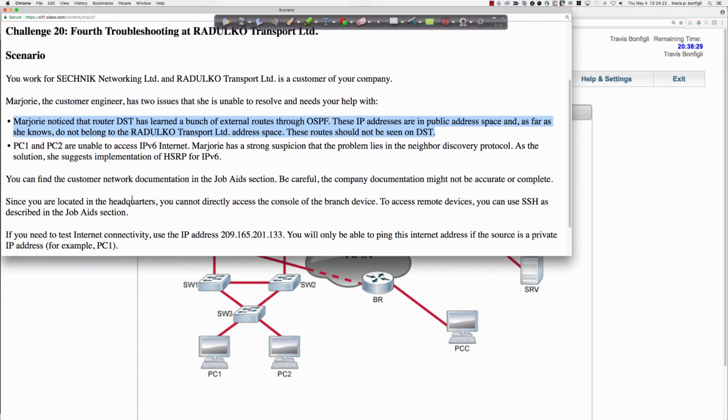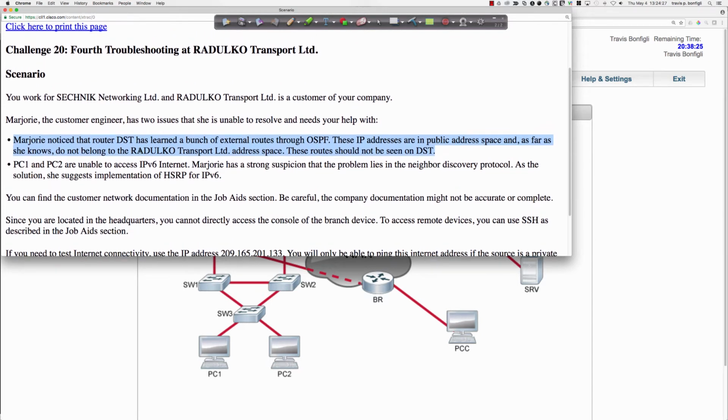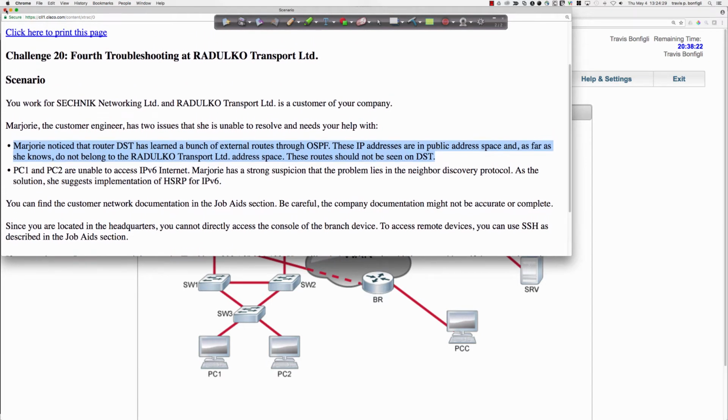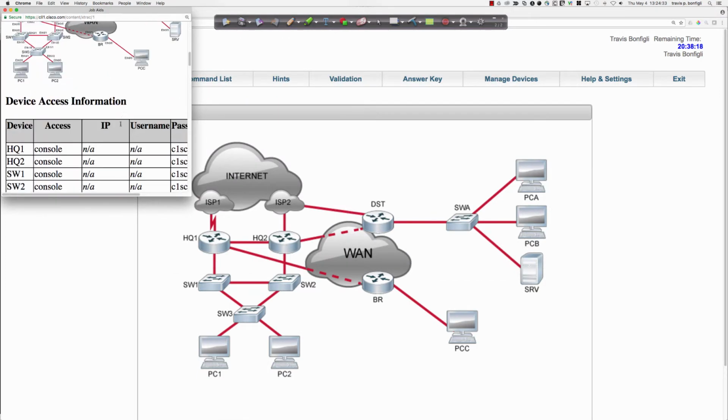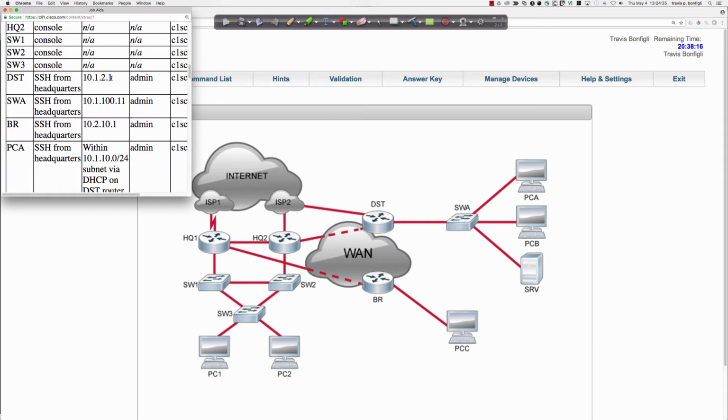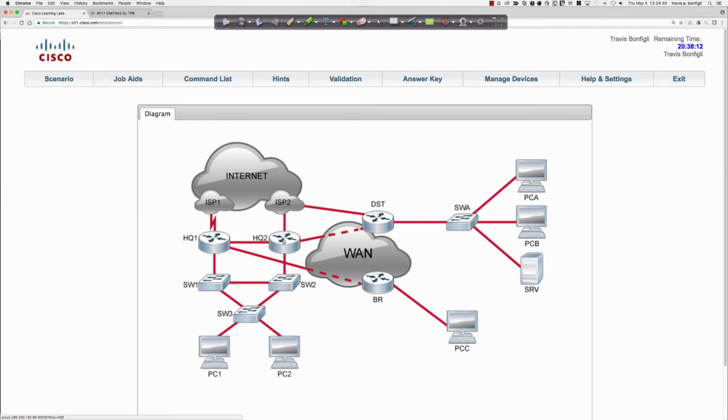And what does it say here? We're going to have to go from the headquarters router and SSH over to the distribution router. So let's jump in and take a look at this first problem. We're going to need the IP address for the DST router, 10.1.2.1. We're going to write that down as well. So let's start. We'll go to HQ2 because, as you can see, I'm trying to click here, we can't get there. So we come to HQ2.